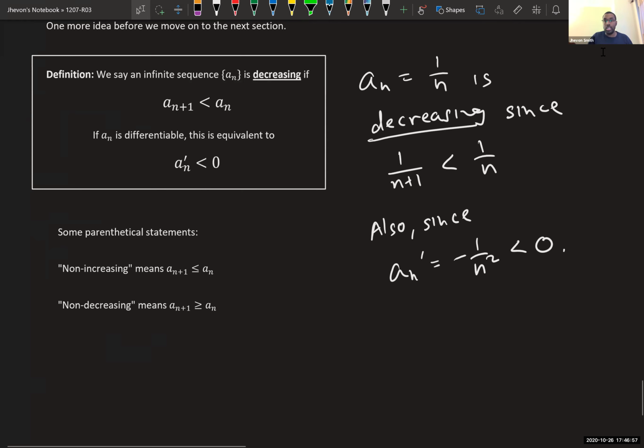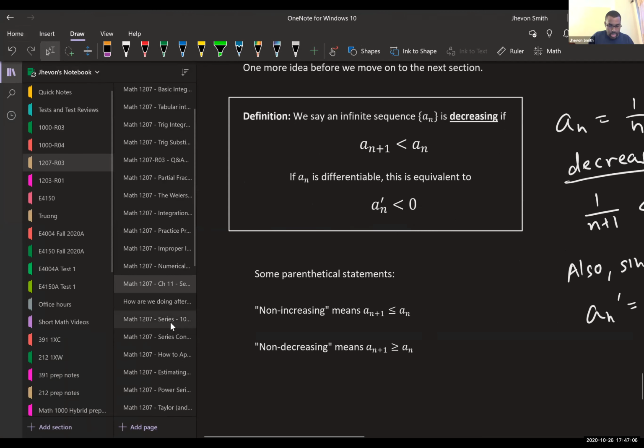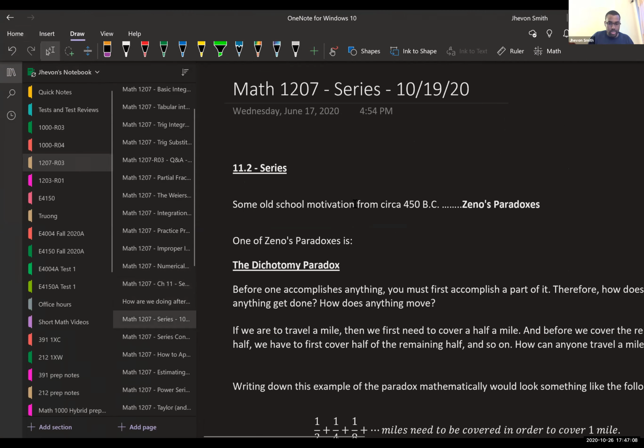Knowing that a sequence is decreasing is actually important. We'll actually talk about that today. So the reason why I gave you this definition, you'll actually see that today. All right, then we moved on to series.